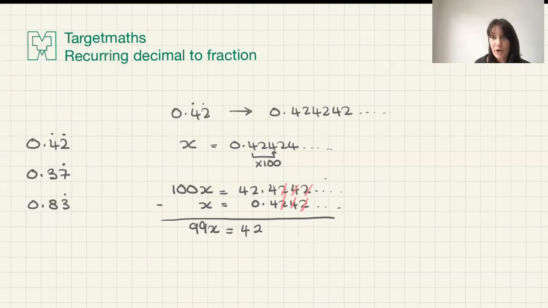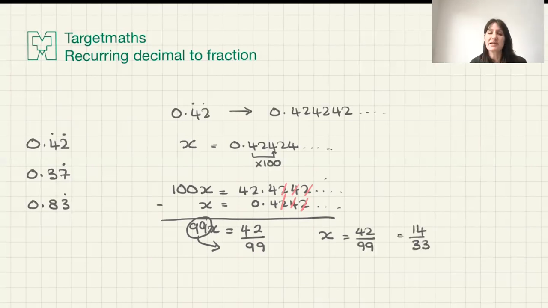Now, if I want to know what X equals, I get it on its own. On this side, it's times, so on this side, it's divide. So I've now got X, the fraction that I didn't know, appearing as 42 over 99. That does cancel to 14 over 33. And I think on a higher GCSE paper, the expectation would be that you do that cancelling, so do look for that. And that is it in a nutshell.